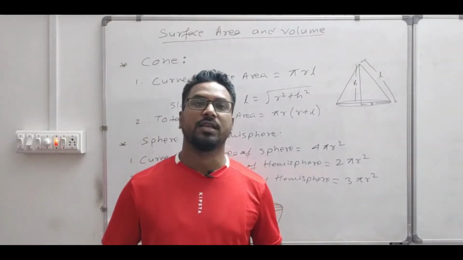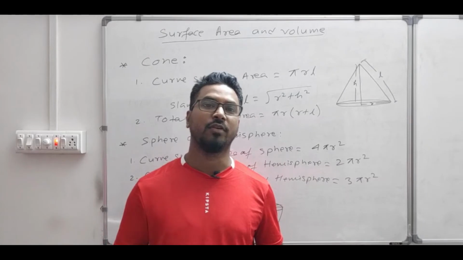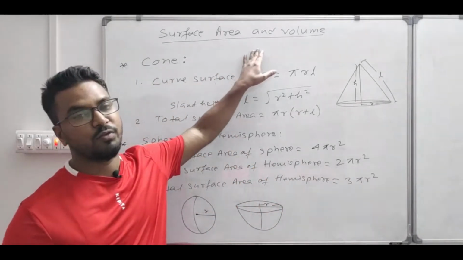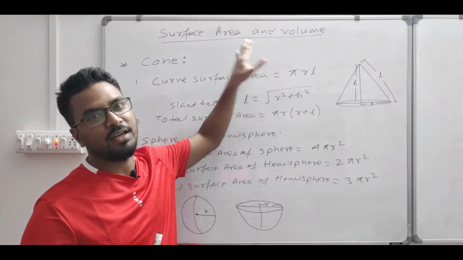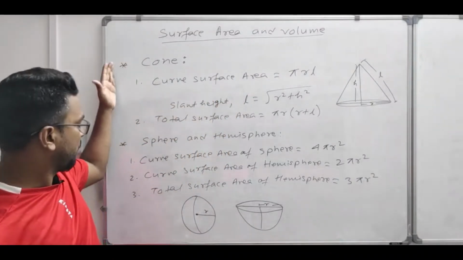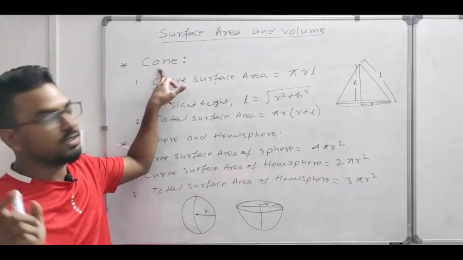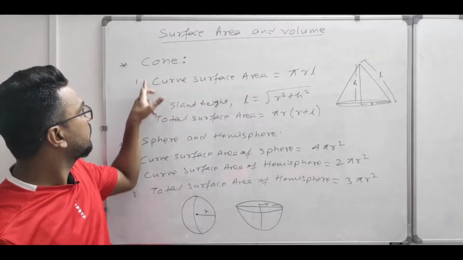So today we will discuss exercise 13.3 and 13.4 of class 9 from the chapter surface area and volume. Before starting exercise 13.3 and 13.4, you should know a few formulas. So these are the formulas. In 13.3 we will be using the formulas of cone.